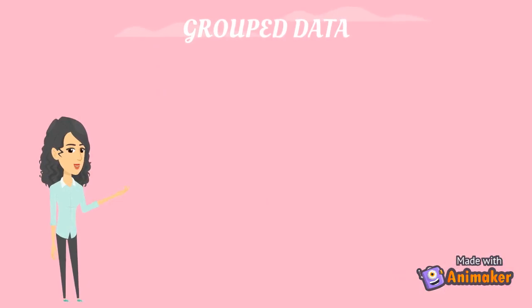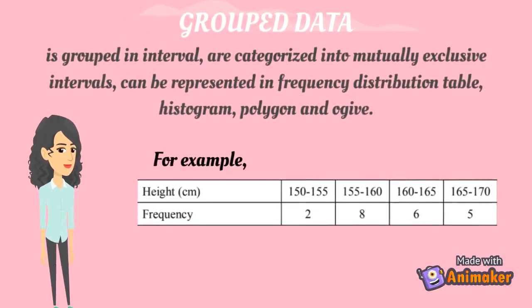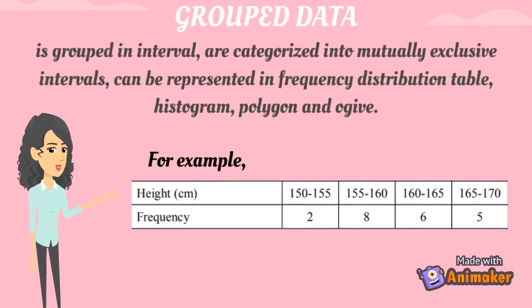Raw data can be represented in grouped data and ungrouped data. Grouped data is grouped in intervals or categorized into mutually exclusive intervals. It can be presented in a frequency distribution table, histogram, polygon, and ogive.